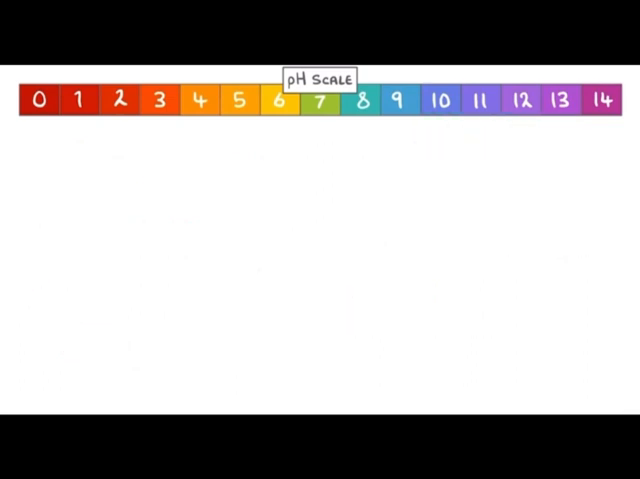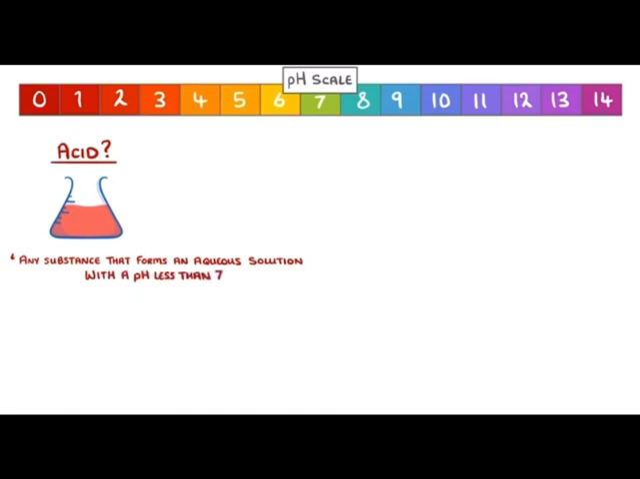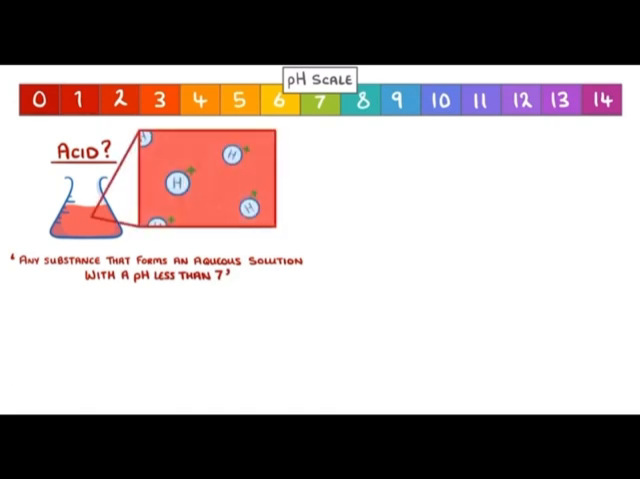The next thing we need to look at is what exactly makes something an acid. You can define an acid as any substance that forms aqueous solutions with a pH of less than 7. And the reason for this is that acids release hydrogen ions in water, which make the solution acidic.